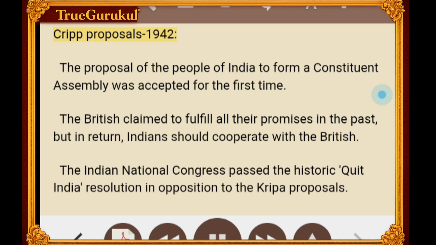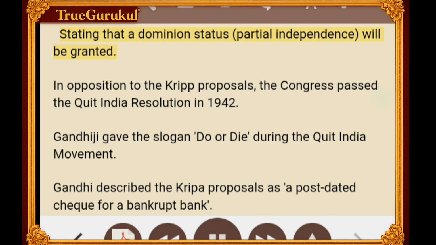Cripps Proposals 1942. The proposal of the people of India to form a constituent assembly was accepted for the first time. The British claimed to fulfill all their promises in the past, but in return, Indians should cooperate with the British. The Indian National Congress passed the historic Quit India resolution in opposition to the Cripps proposals, which stated that dominion status, partial independence, would be granted.